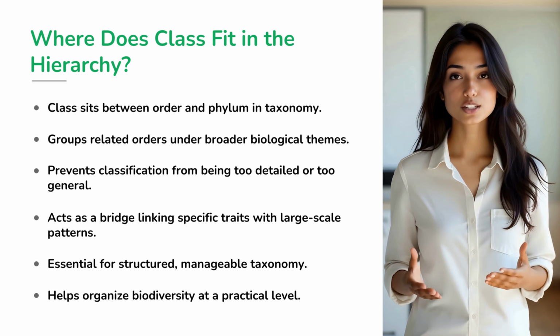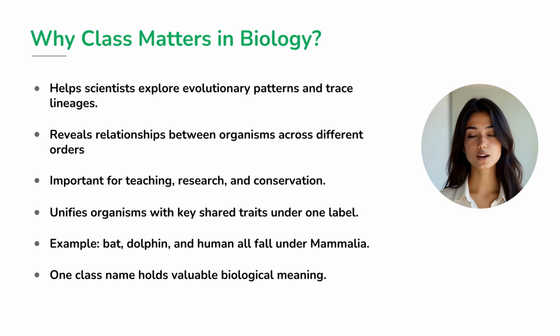Understanding classes is key to exploring biology at scale. It helps biologists identify patterns in evolution, trace the lineage of species, and understand how different forms of life are related. The class level also plays a major role in scientific education, research, and biodiversity conservation. So next time you compare a bat, a dolphin, and a human, remember they all fall under the class Mammalia. That one word, Mammalia, carries with it a powerful set of clues about our biology, our evolution, and our place in the living world.